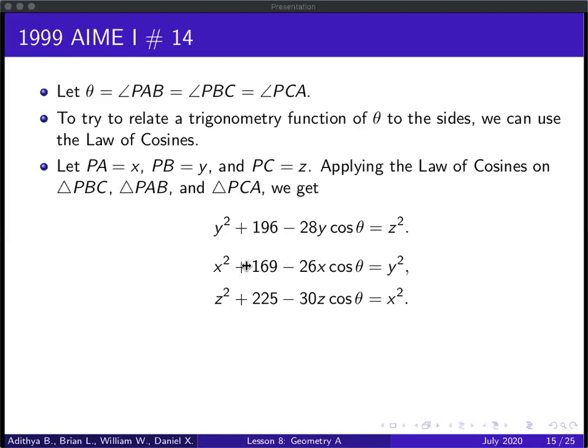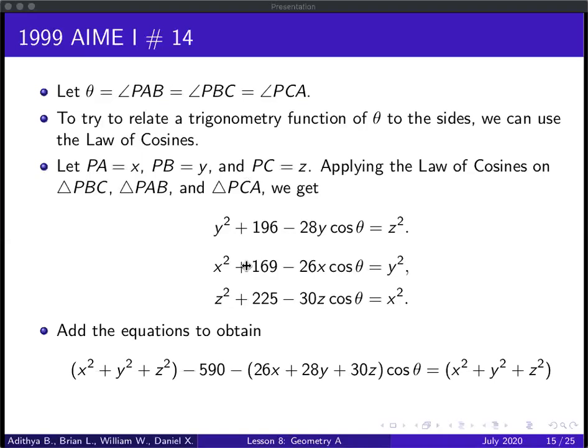Yeah, so we notice that if we add them, we get x squared plus y squared plus z squared on both sides. So this means we can just cancel it out. That should say plus 590, by the way. So if we add them and cancel out x squared plus y squared plus z squared, and then divide by 2, we just get 13x plus 14y plus 15z times cosine theta equals 295.